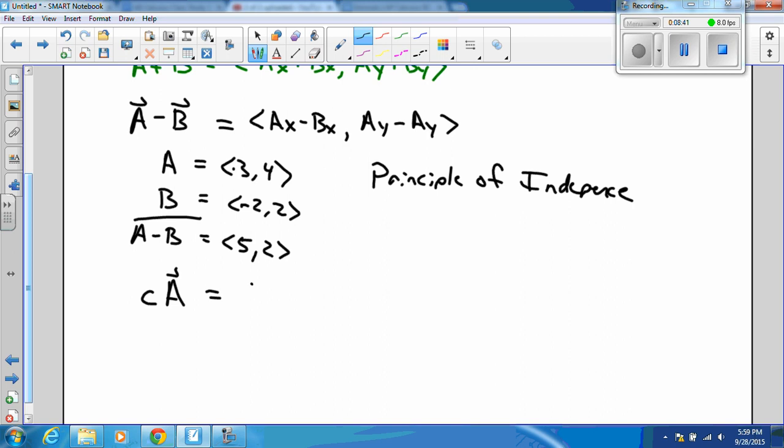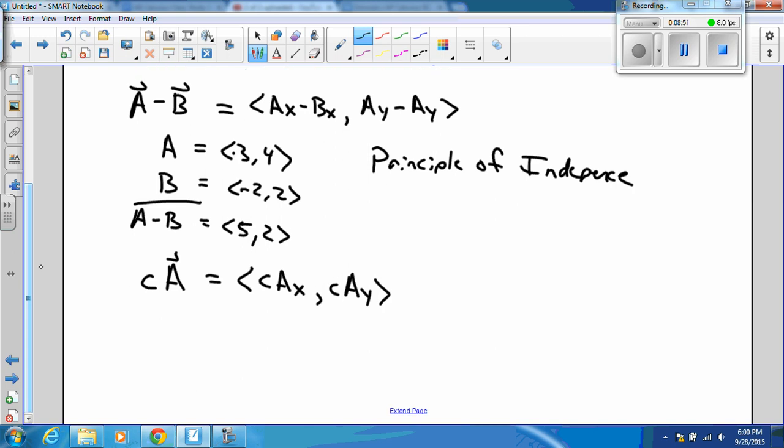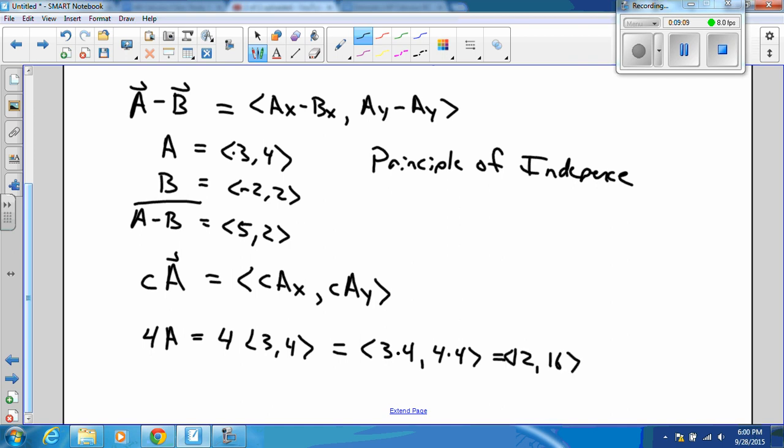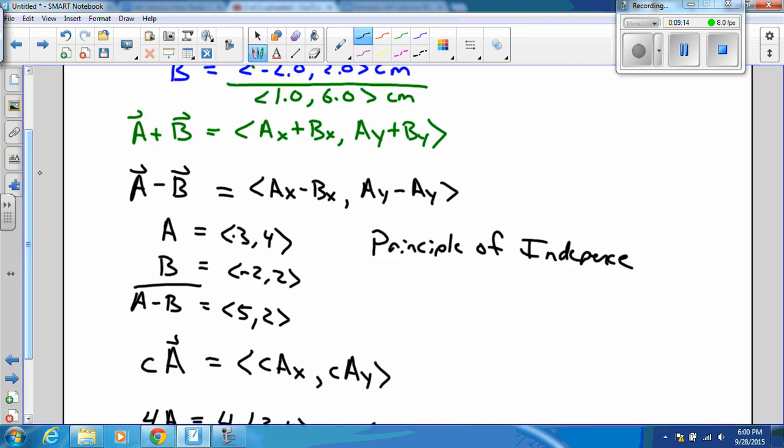Well, likewise, scalar multiplication in rectangular form is really easy. If I take A and I multiply it by some constant scalar C, then I'm going to get simply that constant times Ax, comma, that constant times Ay. So for example, if I wanted 4A, then that would be equal to 3 times 4 in the x, and 4 times 4 in the y, or 12, comma, 16.